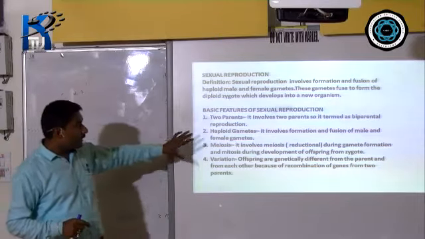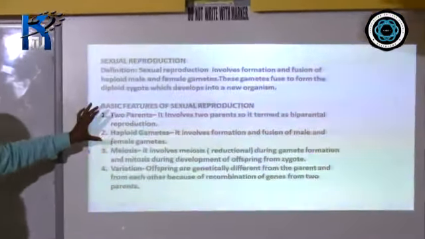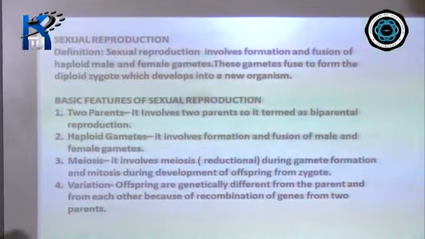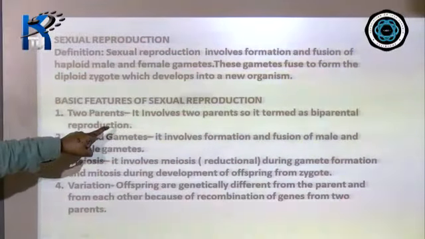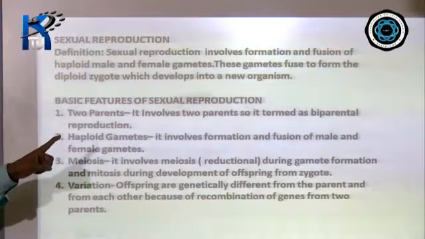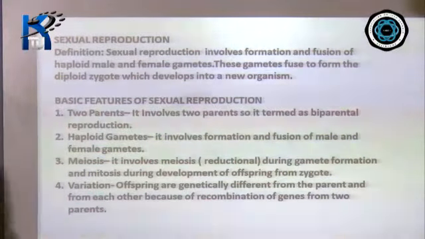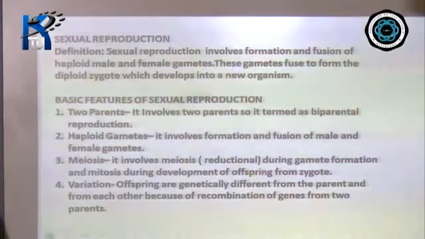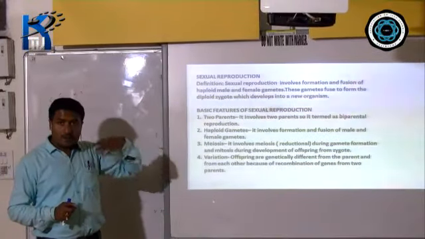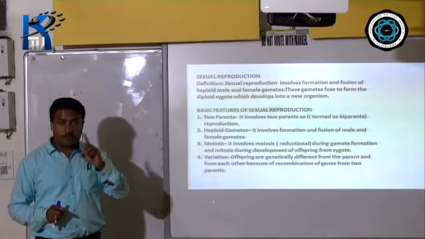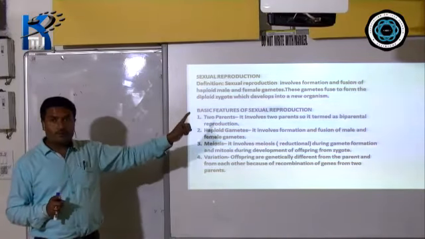Now, what are the basic features of sexual reproduction? First of all, what are the components required? What are the criteria required? What are the characteristic features? The question can be asked in any way. So first of all, you have two parents. That means there must be two parents. It involves two parents, so it is termed biparental. Sexual reproduction is biparental. Sometimes a give-reason type of question may come: why is sexual reproduction often called biparental? Then in answering the give-reason question, you should answer: because it involves two parents.